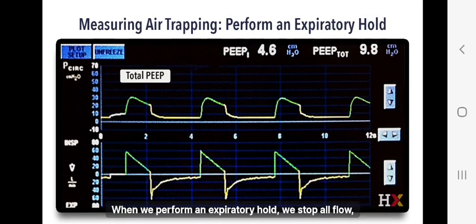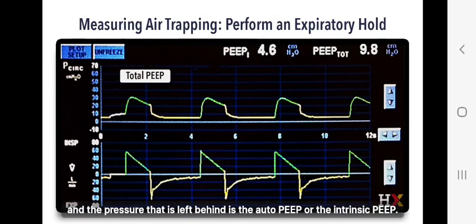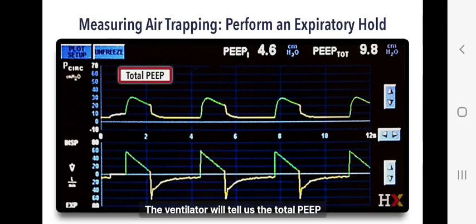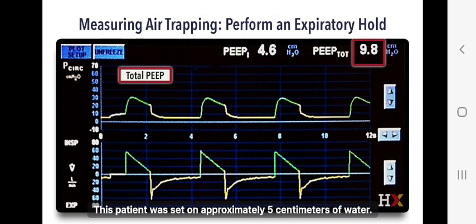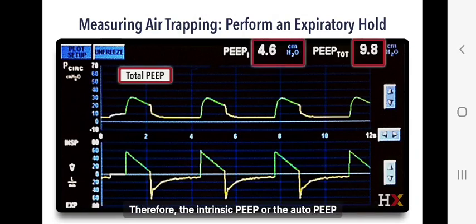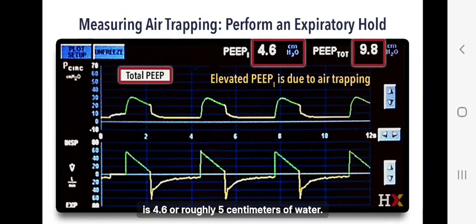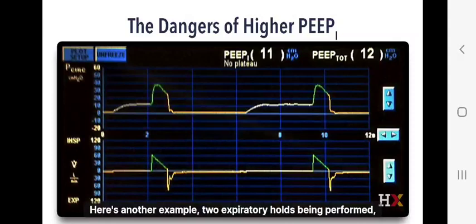When we perform an expiratory hold, we stop all flow, and the pressure that is left behind is the auto PEEP, or the intrinsic PEEP. The ventilator will tell us the total PEEP in the system, all of the pressure. In this example, that total PEEP is 9.8. This patient was set on approximately 5 centimeters of water. Therefore, the intrinsic PEEP, or the auto PEEP, is 4.6, or roughly 5 centimeters of water. So the patient's total PEEP is 10, the set PEEP was 5, and their intrinsic PEEP, or the auto PEEP, was about 5.